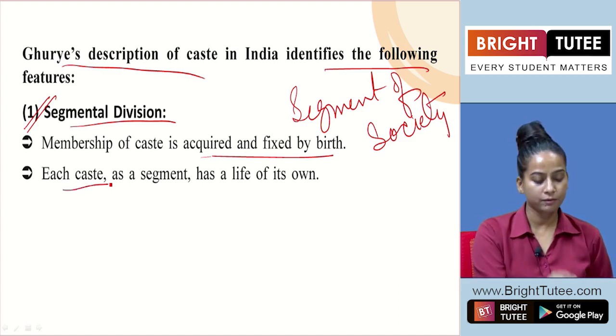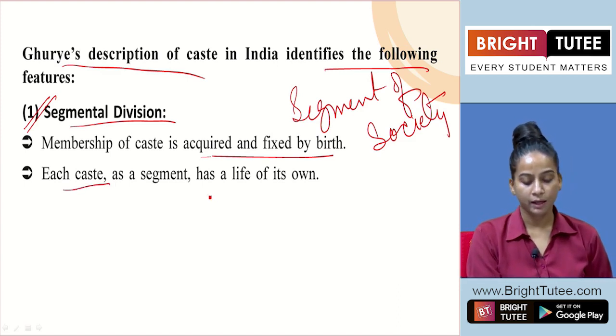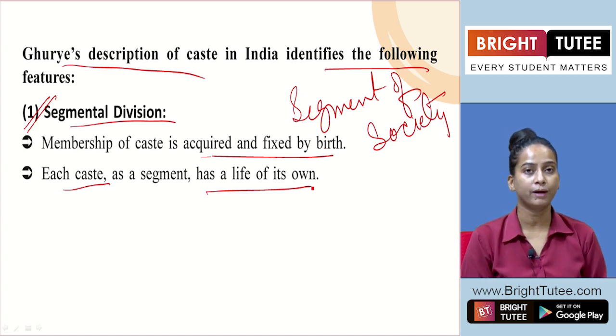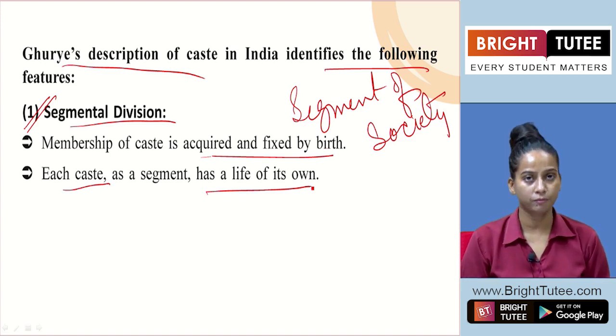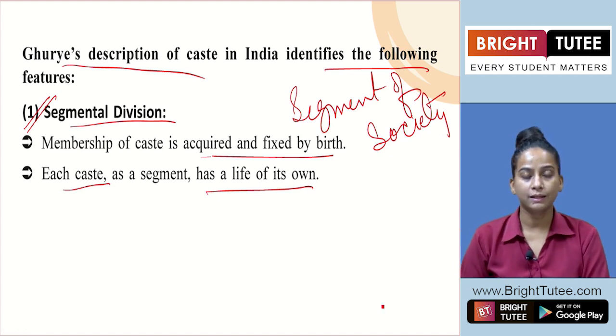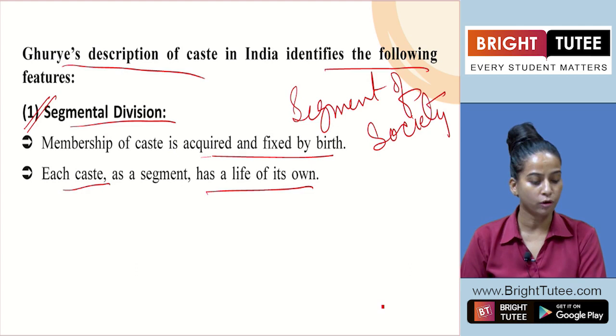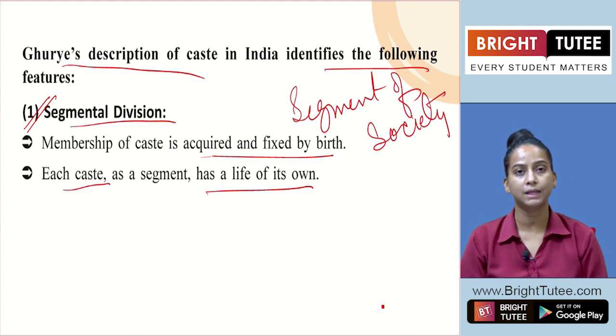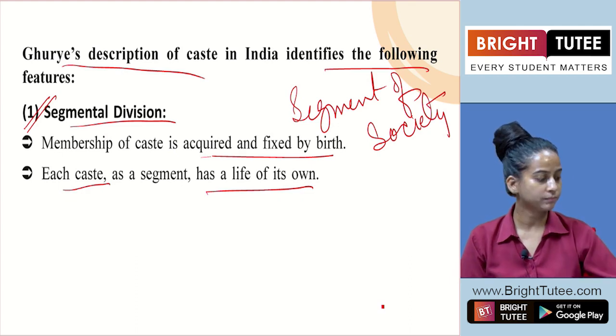And each caste, as a segment, has a life of its own, which can further be affected by different factors. Along with that, he mentioned that caste has a central regulatory mechanism regarding the different rules and the standards of morality as well as justice. So, this was his viewpoint based on segmental division.